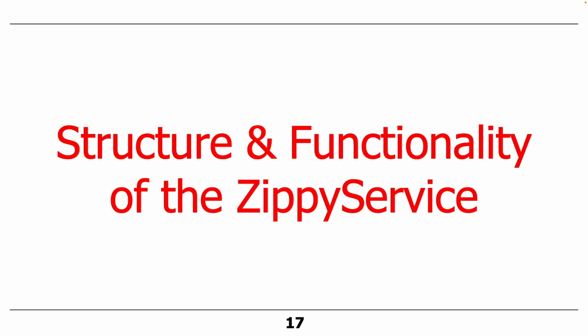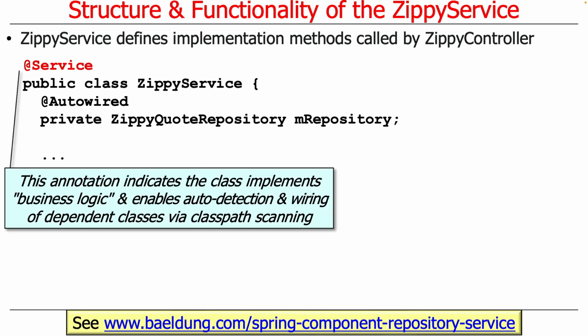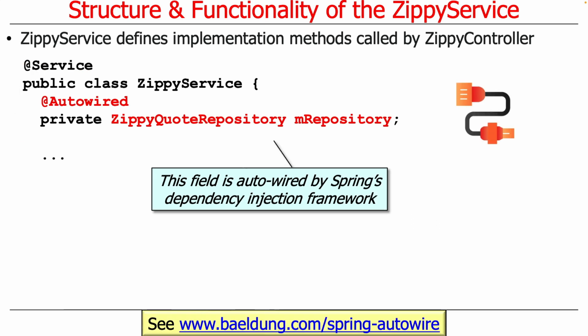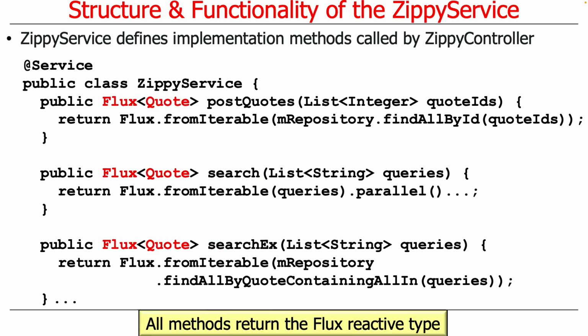And then let's take a quick look at the Zippy service. So this, of course, as always, defines the implementation of everything. We're going to annotate it with Service. We're going to auto-wire the Zippy quote repository, and that's what we're going to look at here in just a moment after we look at this part of the code. The service methods are all pretty standard. They look very similar to what we looked at before, just Java calls that are forwarded from the controller.